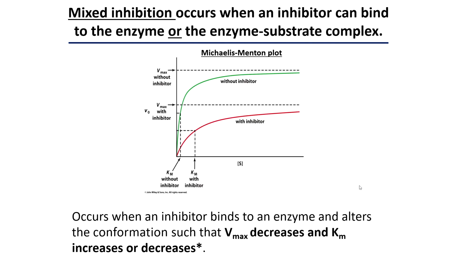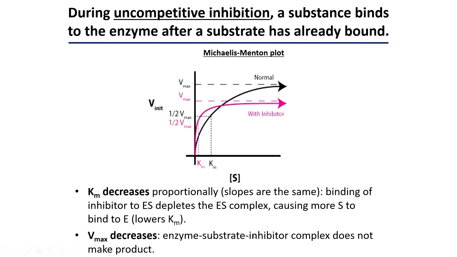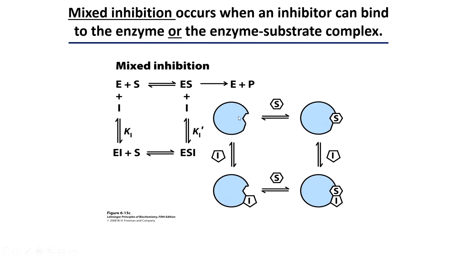So let's look at what happens to enzyme kinetics in the presence of a mixed inhibitor. So again, this occurs when an inhibitor binds to an enzyme and alters the conformation of the active site so much that Vmax decreases and Km can do either. Okay, so the reason that Vmax decreases here is the same rationale behind why Vmax decreases in the presence of an uncompetitive inhibitor. In order to prevent product from being formed, all three have to come together. It's just what order this occurs in varies.